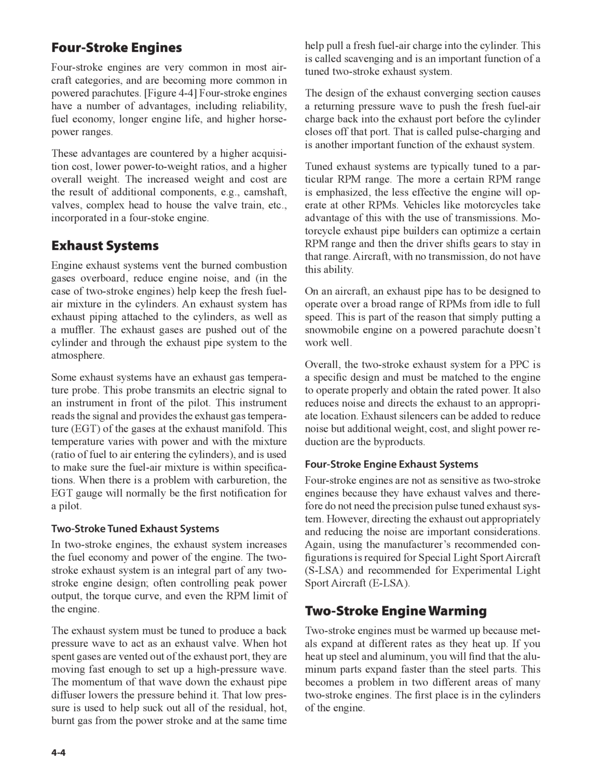Vehicles like motorcycles take advantage of this with the use of transmissions. Motorcycle exhaust pipe builders can optimize a certain RPM range and then the driver shifts gears to stay in that range. Aircraft, with no transmission, do not have this ability. On an aircraft, an exhaust pipe has to be designed to operate over a broad range of RPMs from idle to full speed. This is part of the reason that simply putting a snowmobile engine on a powered parachute doesn't work well. Overall, the 2-stroke exhaust system for a PPC is a specific design and must be matched to the engine to operate properly and obtain the rated power.